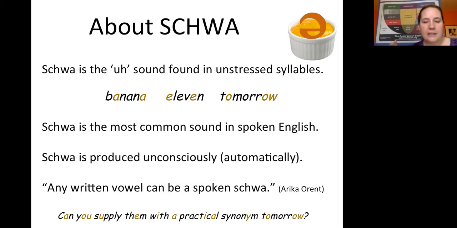But in any case, this point is that any written vowel can be a spoken schwa. That means that it's not just the A's in banana or the E's in eleven or the O's in tomorrow, but rather the letter U can also represent a schwa depending on context. So I've written a sentence here at the bottom that happens to contain all the different vowel letters: A, E, I, O, U, and sometimes Y. So we have: can you supply them? Can you supply them with a practical synonym tomorrow?